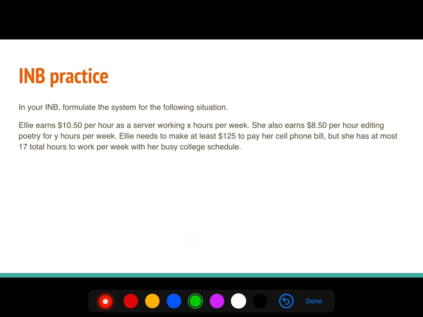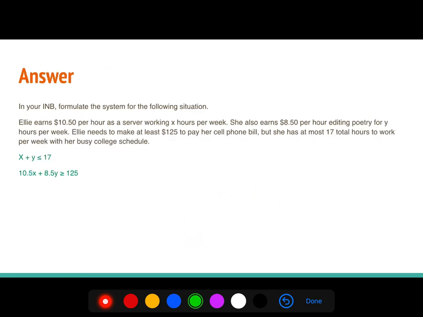Now, in your interactive notebook, the left side of your page is where you've been taking your notes. On the right side, you're going to work this word problem. We got Ellie here. She's got a couple of jobs. One's as a server. The other one is editing poetry. And she wants to be able to pay her cell phone bill, but she can only work so many hours a week. So you're going to make the inequality that is going to describe her situation. Good luck.